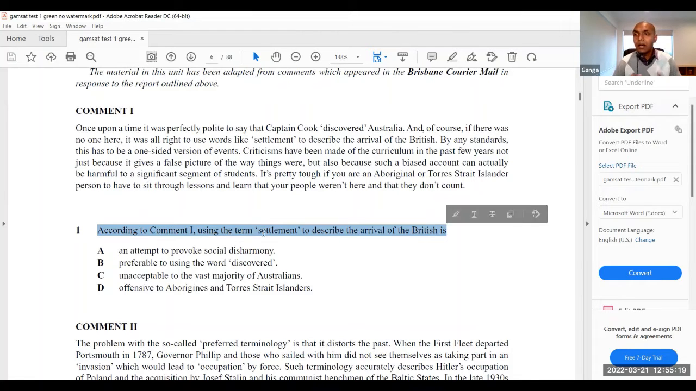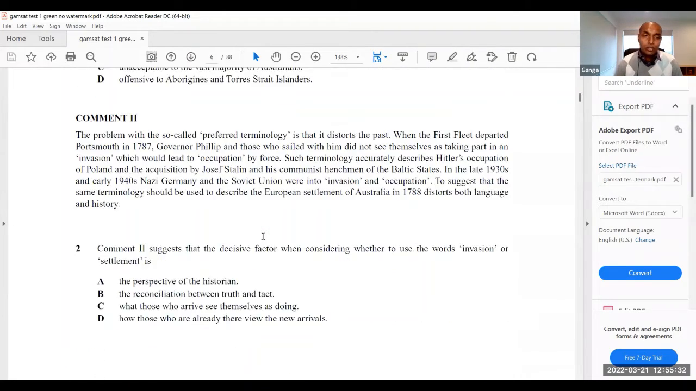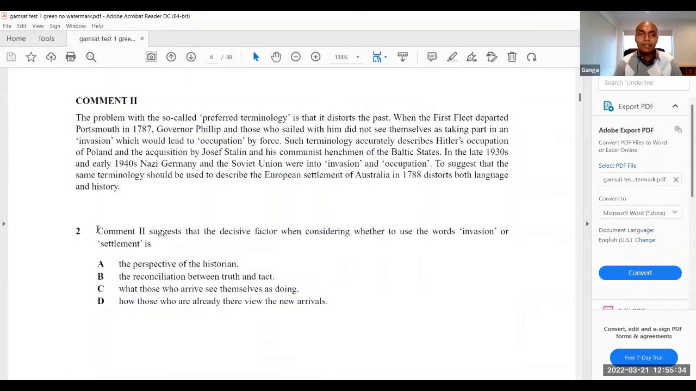So this is a vocabulary or subject matter or context based question, which is based on the evidence from the text itself. So you go back to the text, you look at it, and you figure out your answer from there. Question 2, if you look at it similarly, it says comment 2 suggests that the decisive factor when considering whether to use the words invasion or settlement is. Again, it is looking at the text itself, looking at the words that are used in the text and the meaning of the text in its entirety. And therefore, again, you go back to the text, you look at it, and you will be able to get the answer.